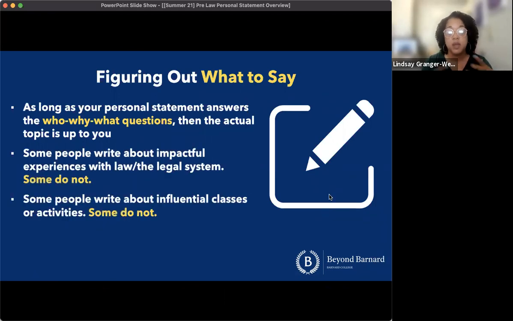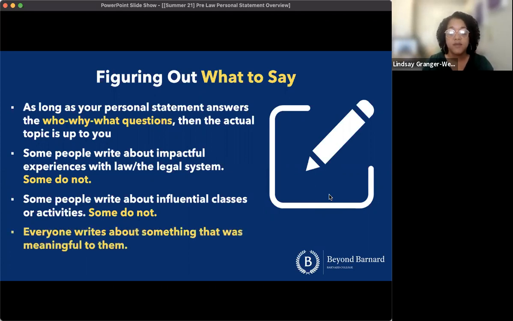Okay. So some people will write about experience they have with law. Some people will write about influential courses or activities. We see a lot of personal statements that talk about work in either SGA or research they've done in their courses, specific internships or community-based work that they've done that's law related. But that's certainly not the only thing that you can write about. As long as it's meaningful and the things that you share about yourself resonate with you, that will come across.